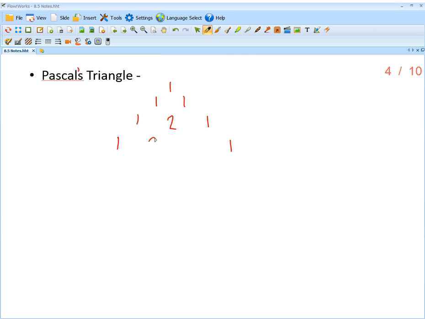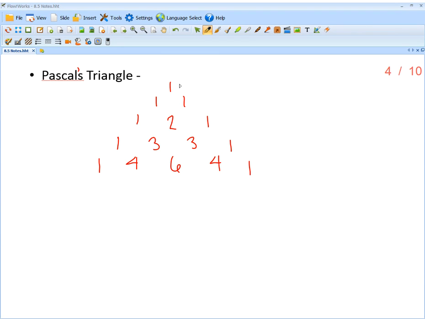Again, I'm still adding the 2 things above it to get what's next. So 1 plus 2 is 3. 2 plus 1 is 3. You'll end up seeing this symmetry hold throughout. I'm going to have 1 and 1. 1 plus 3 is 4. 3 plus 3 is 6. 3 plus 1 is 4. We'll continue going, but just to add something else to this.